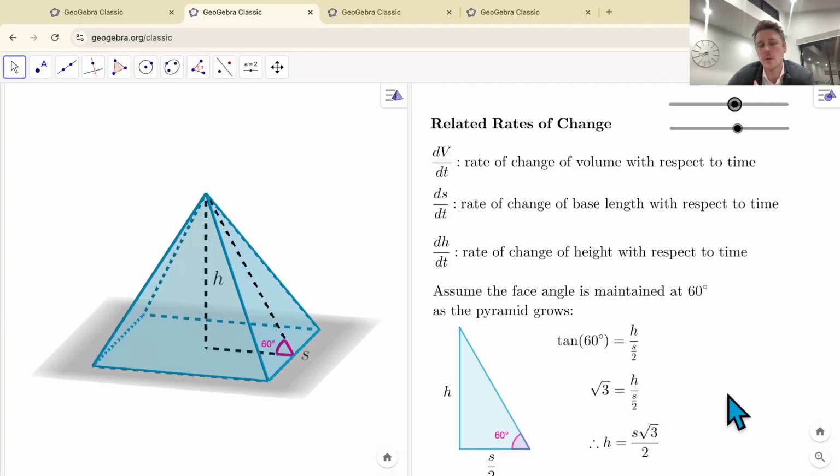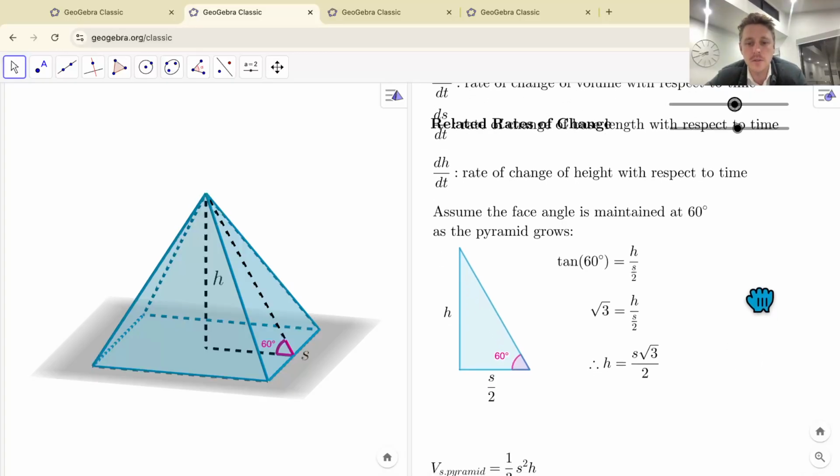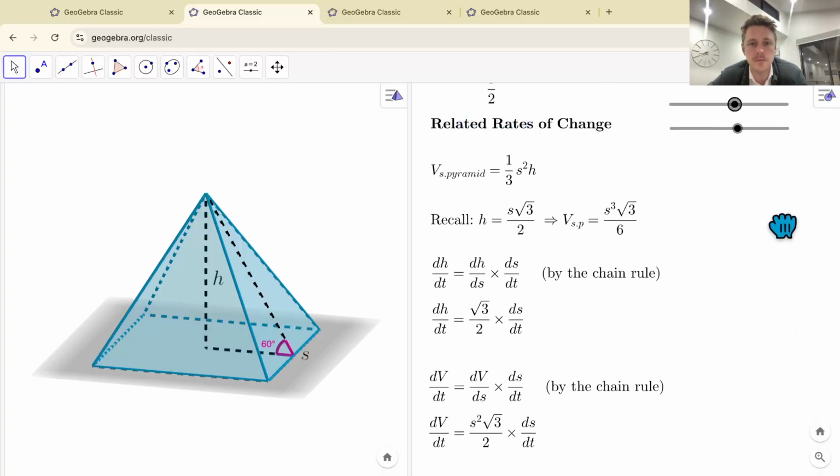And so what we might want to do now is rearrange to find H in terms of S. If you rearrange that, we get H equals S root 3 on 2. Okay, that's good, because now we can get everything in terms of S. And when I say everything, what I mean is we can think about the volume now in terms of S. So let's think about that.